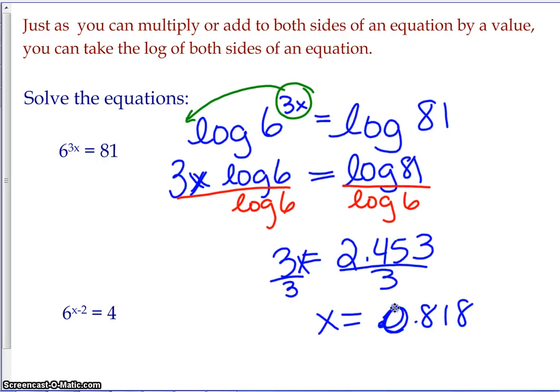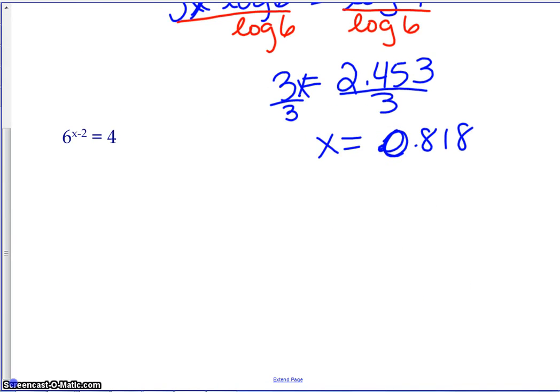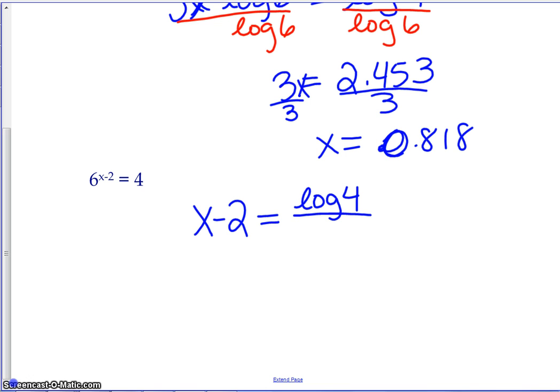And what happens is you quickly realize that there's a pattern to it, or you can even call it a formula, that the exponent, in this case my exponent is x minus 2, will always equal the log of the number that it was set equal to on the other side of the equal sign, divided by the log of the base. And so that's going to be our change of base formula. It's always going to be the log of whatever it was set equal to divided by the log of the base.